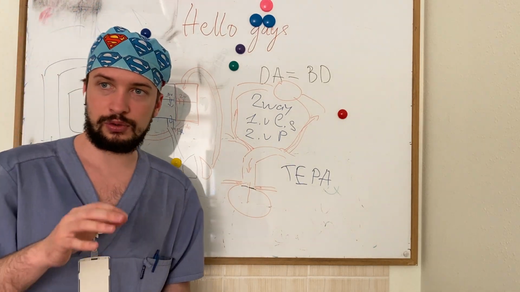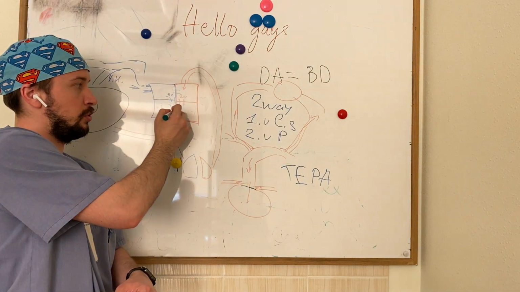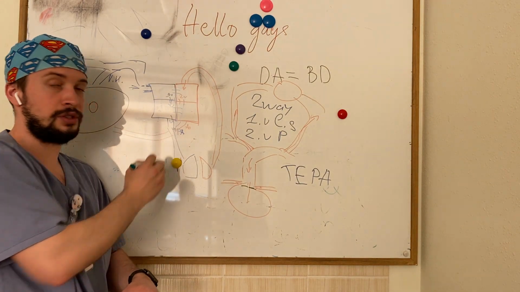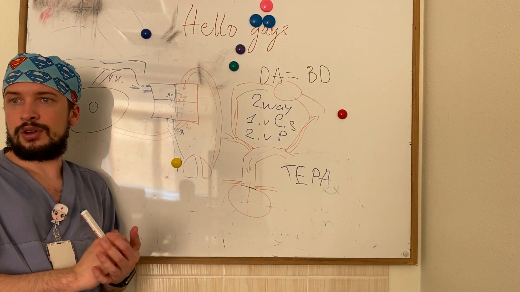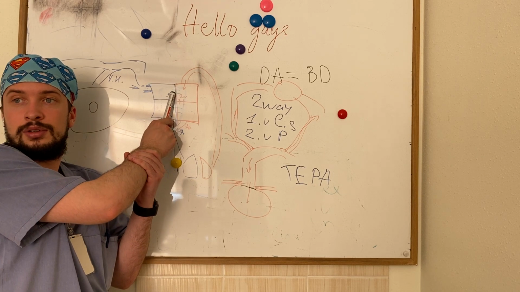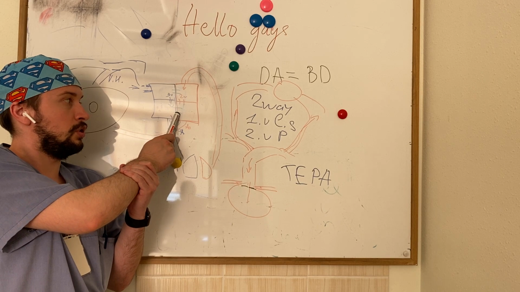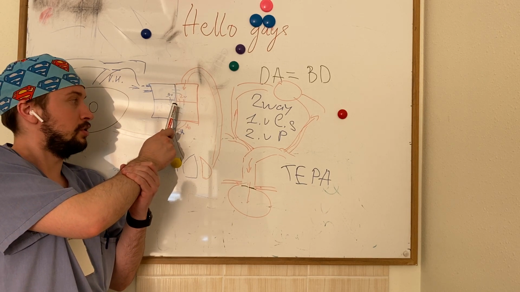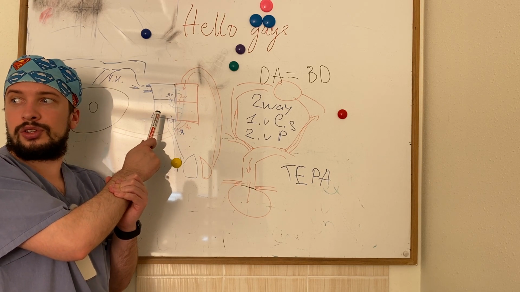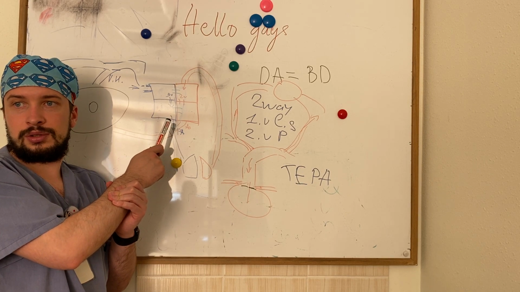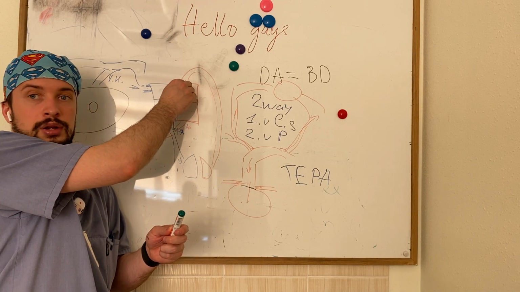Three variants of this pathology: first variant, second variant, and third variant. Atrial septal defect, a defect of the interatrial septum. Defect of the interventricular septum. And the opened ductus arteriosus. These are three variants where your thrombus can go there.